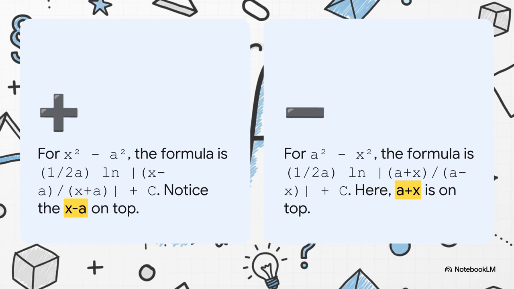The first two both have this 1 over 2a term out front. Now notice the pattern. When the x squared is positive, the top of the logarithm has x minus a. When the x squared is negative, it's a plus x. Spotting these little details is the whole key to memorizing them.